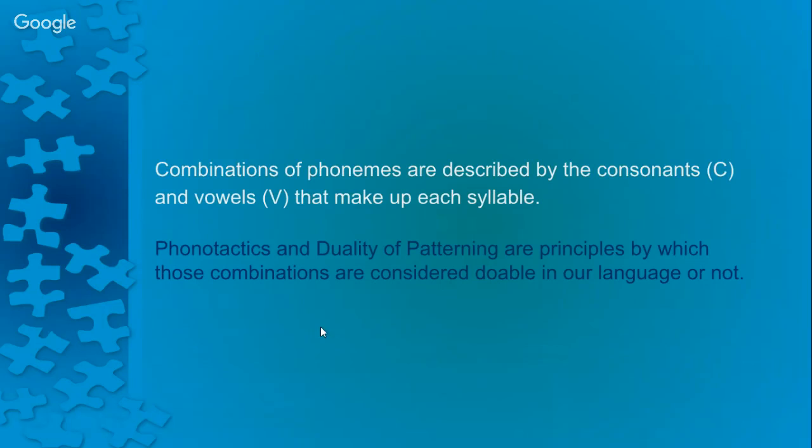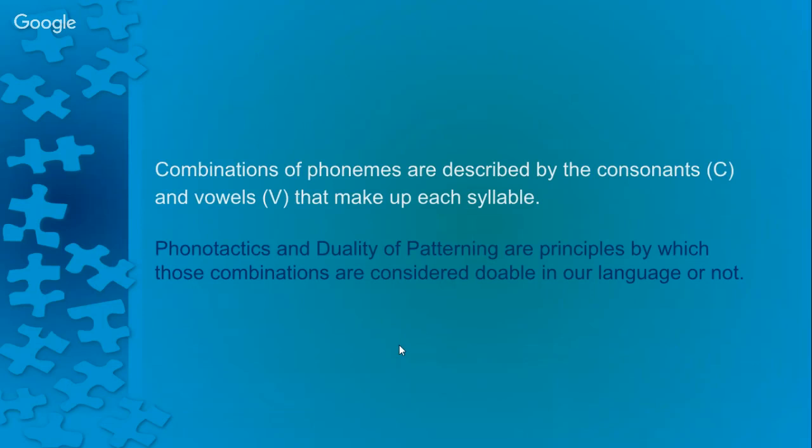As speech pathologists, we use the capital letter C and the capital letter V in order to describe complexities or combinations of how sounds are put together to create words. So CV means consonant vowel. CVC means consonant vowel consonant. And that's how we describe how letters or phonemes are used to make up each syllable.